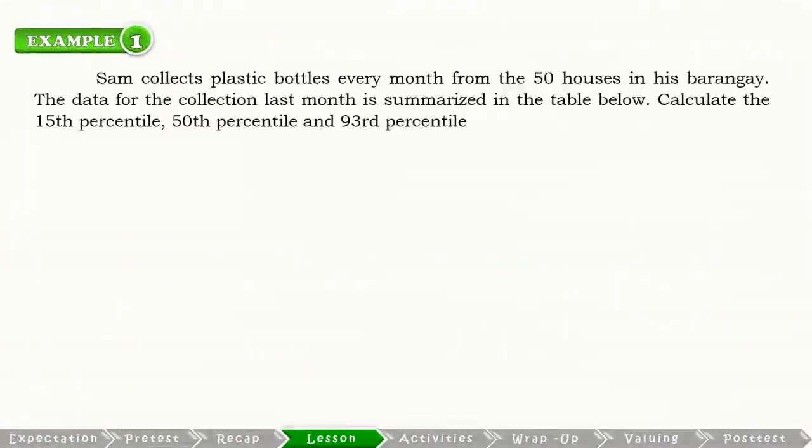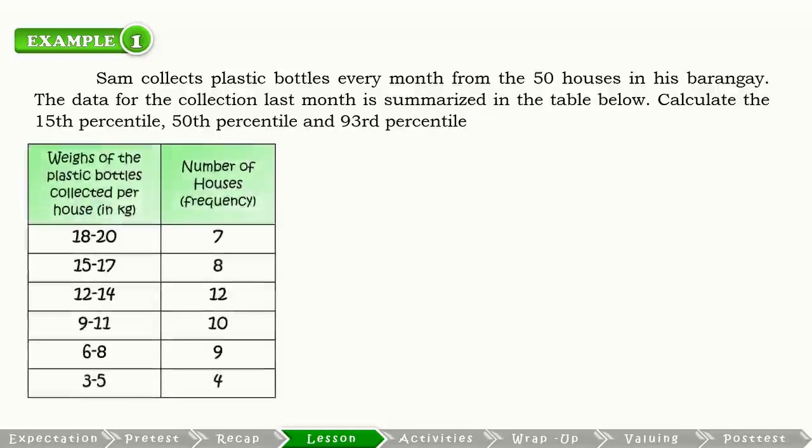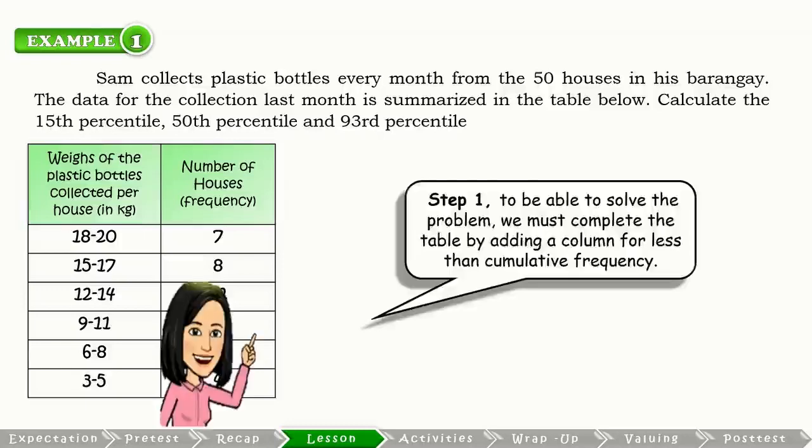Let's have this example. Sam collects plastic bottles every month from the 50 houses in his barangay. The data for the collection last month is summarized in the table below. Calculate the 15th percentile, 50th percentile, and 93rd percentile. For step 1, to be able to solve the problem, we must complete the table by adding a column for less than cumulative frequency.